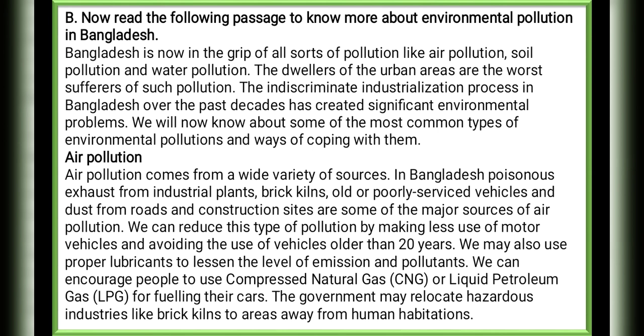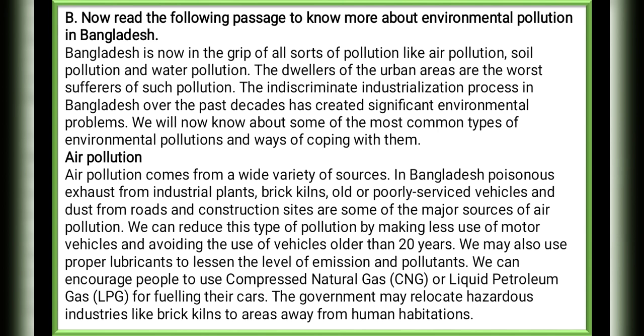We can encourage people to use compressed natural gas, that means CNG, or liquid petroleum gas, that means LPG, for fueling their cars. The government may relocate hazardous industries like brick kilns to areas away from human habitation.